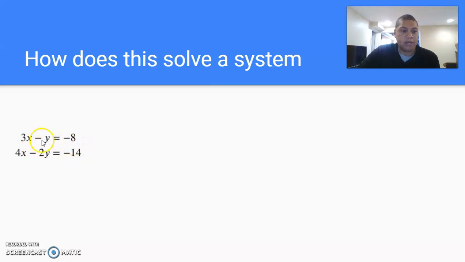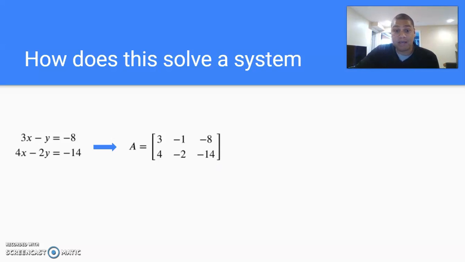That's really important because what we do when we're using a matrix to solve a system like this is we just transfer that information over into a matrix. And I want you to stop and think for a minute, where did I get the numbers for this matrix? How did I know to put a 3 and a -1 and a -8 in the first row and a 4 and a -2 and a -14 in the second row? How did I know to do that?